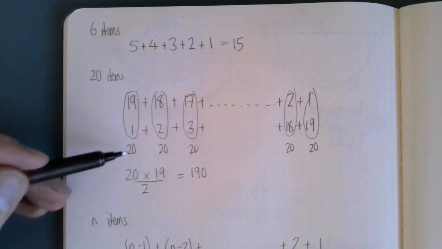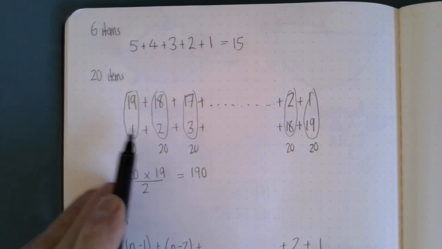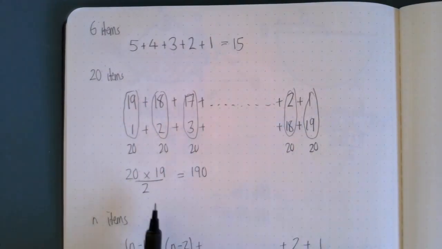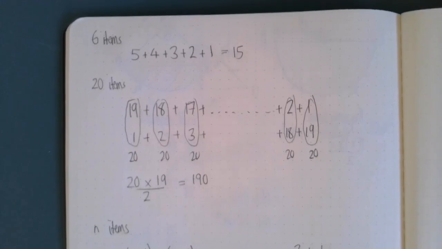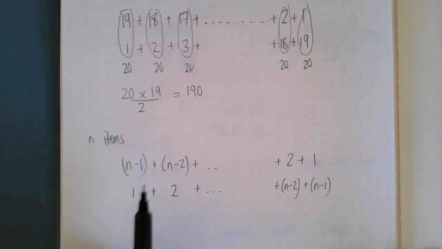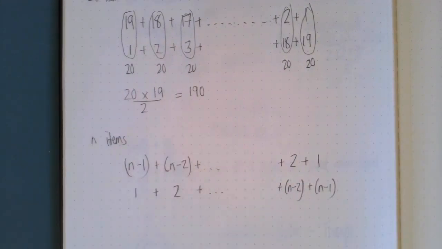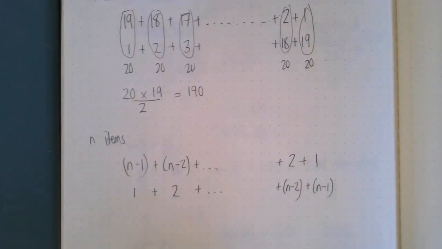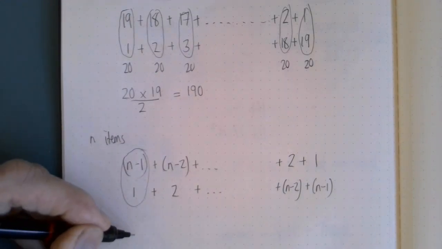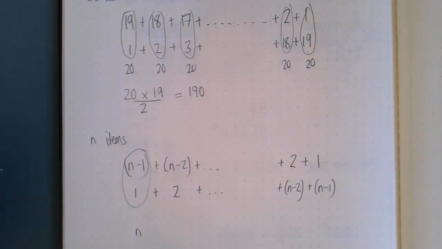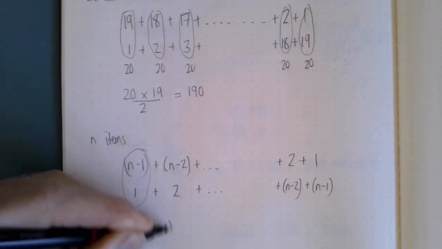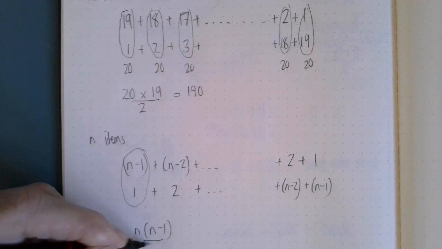Okay, so you've got each pair of numbers adds up to 20, and there are 19 pairs, so it's 20 times 19, but that's the sequence twice, so you have to divide that by 2, giving you 190. So what about n items? Well, this is what the sum would look like for n items, and that's the same sum written upside down, so this time each pair of numbers adds up to n. There are n minus 1 passes in the worst case scenario, and you have to divide that by 2.